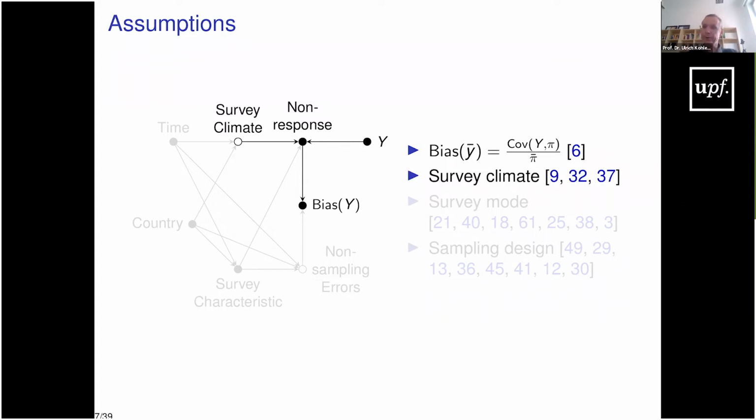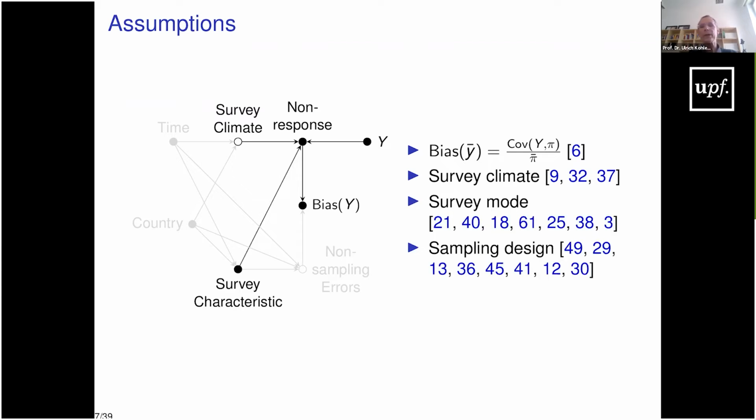Then, of course, non-response has its causes itself. One is perhaps the survey climate, so survey fatigue and all this stuff might affect non-response, we say. And then also the survey mode and the sampling design might affect non-response. And we put those two, survey mode and sampling design, together into the concept of survey characteristics. Both the survey climate and the survey characteristics, of course, also have their causes.